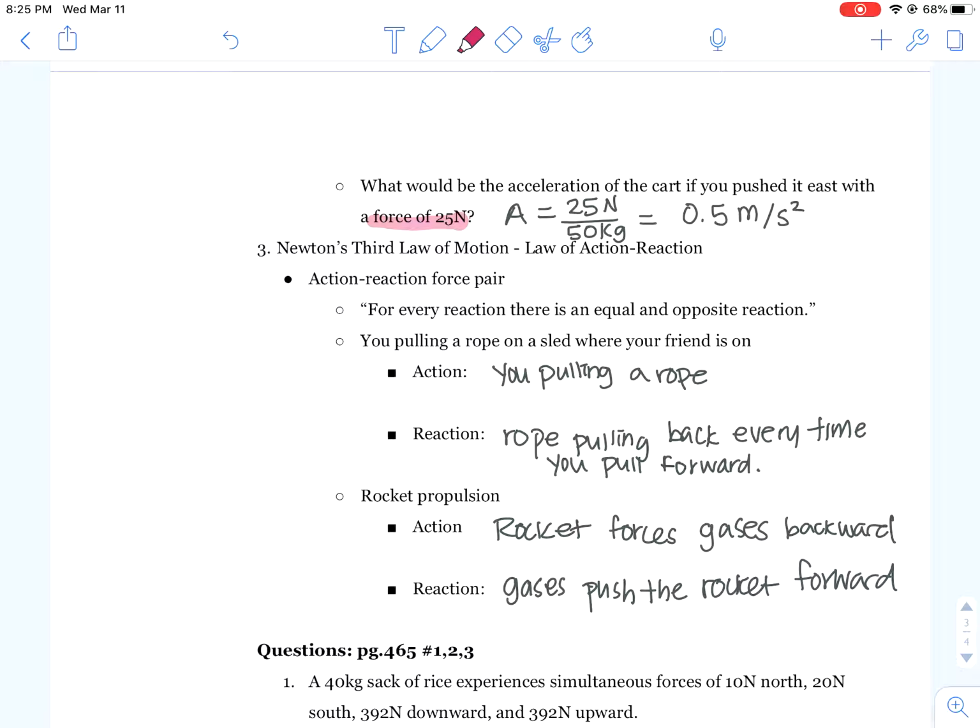Or for example, in terms of rocket propulsion, let's say you launch a water rocket, or people launch different types of rockets into the atmosphere or out into space. When that happens, the action part is going to be the rocket forcing out gases backward. So that's an action. That's what's happening initially. And while that's happening, all these gases coming out from the back of the rocket are going to simultaneously push the rocket forward. And that's why the rocket is moving forward instead of going back with the rest of the gases.